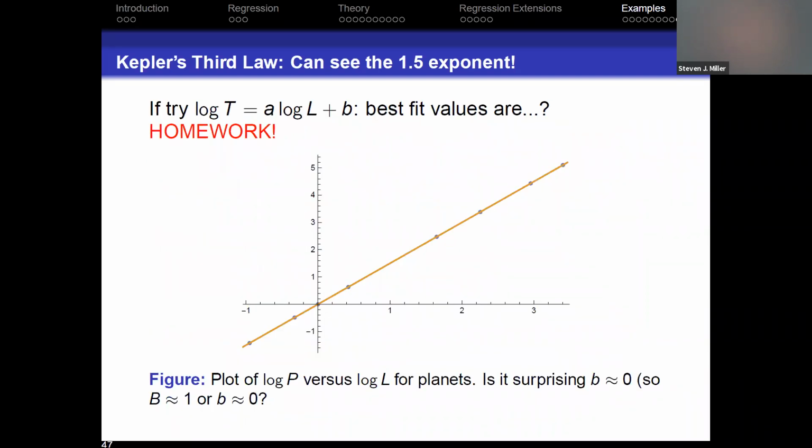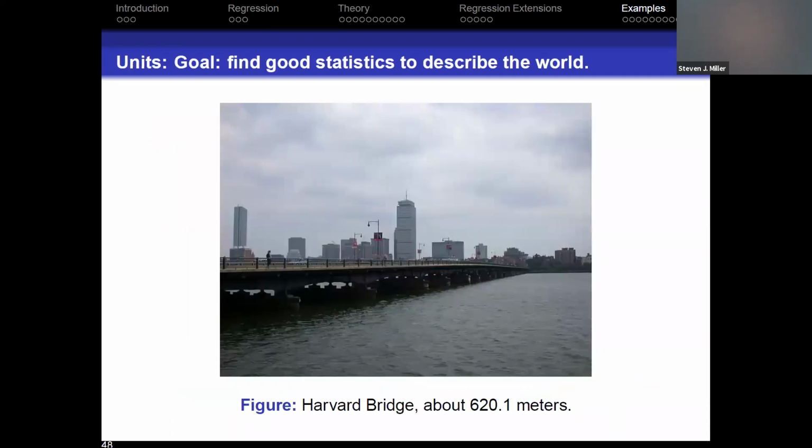And so your homework is to try to find the best fit values. If big B is 1, then little b, which is its logarithm, should be very close to 0. When you do your analysis, you should see a plot like this. Your homework problem is to figure out the best fit values of a and b. Is a close to 1.5? Is b close to 0?